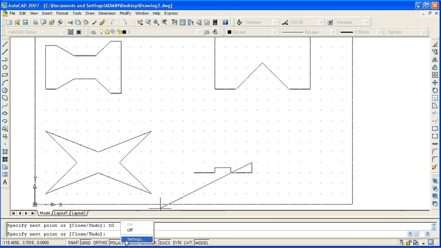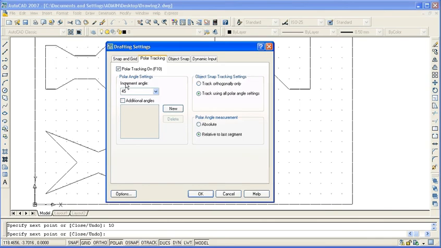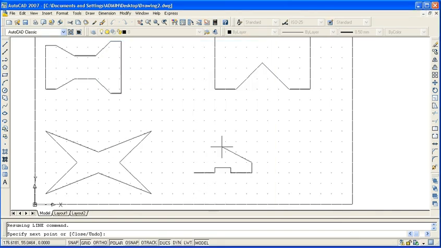That you can select in the settings here. Select polar tracking on, increment angle 45. Say OK. So keep the cursor in that position, that is in steps of 45, and type 25. Enter. Keep the cursor in this direction and type 25. Enter. Keep the cursor in the vertical direction and type 10.